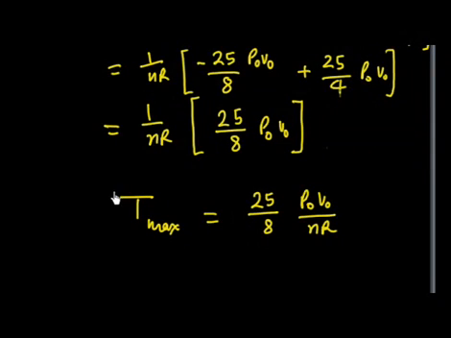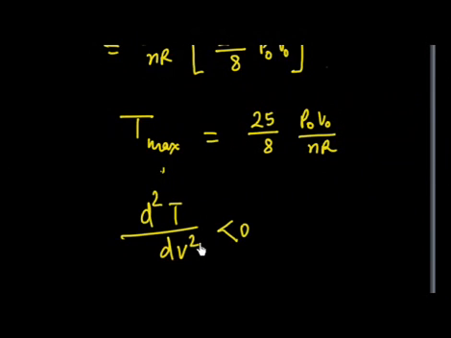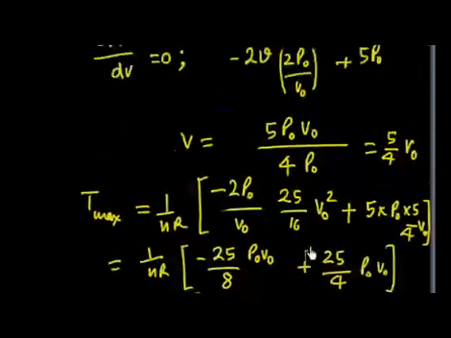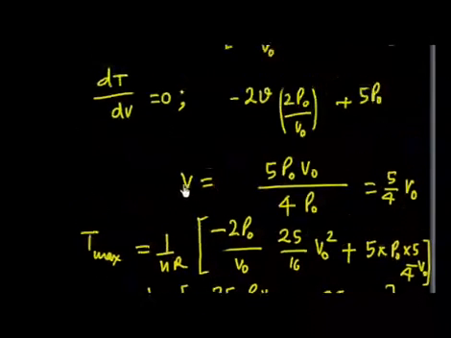Are you getting or not? You can verify yourself. For a maximum temperature, d2T by dV square should be less than 0, because it's a maximum temperature. So you can verify yourself. This is a condition of maximum. Are you getting or not? So you check here, this should be satisfied. If you differentiate the equation for temperature again and put T equals to T maximum, you will get the condition for maximum.